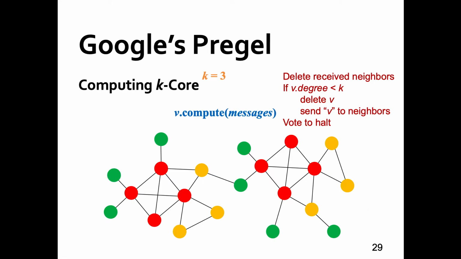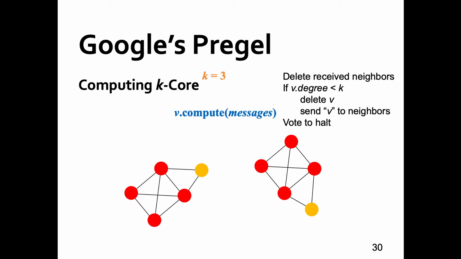Here in iteration 1, the green vertices will find their degrees to be less than 3, and thus they will remove themselves from the graph. In iteration 2, the yellow vertices find their degrees to be less than 3, and thus they will remove themselves. In iteration 3, all vertices find their degrees to be at least 3, so there are no more messages passed, and all vertices vote to halt at the end, which terminates the entire Pregel job. The remaining graph shown here is the 3-core of the input graph.